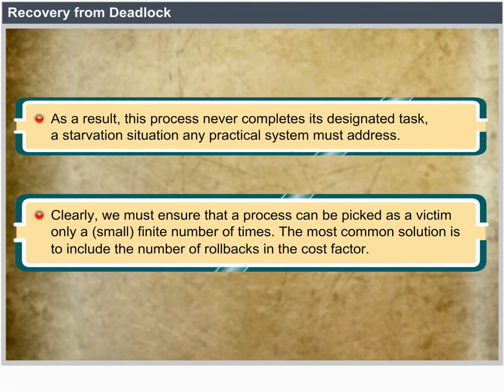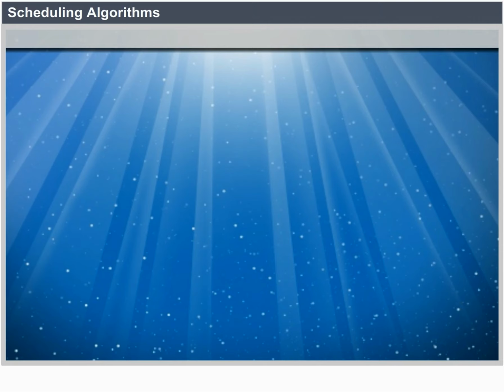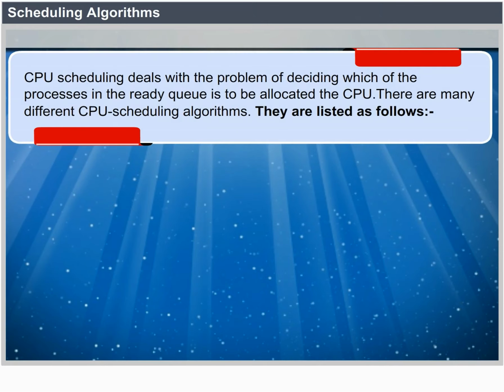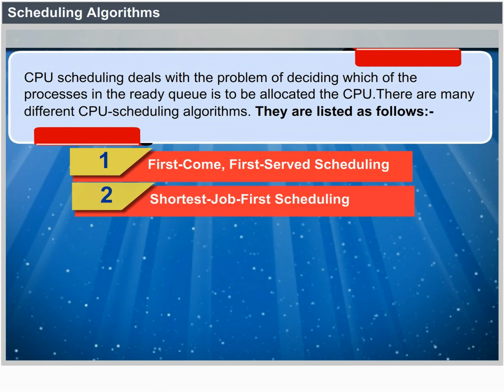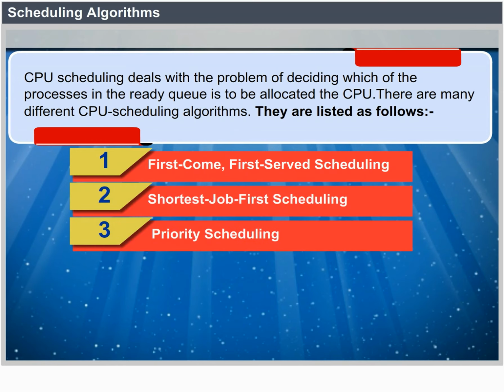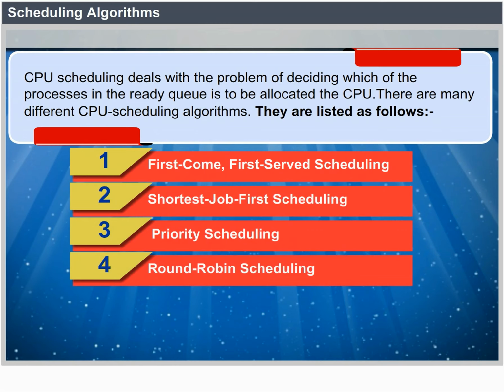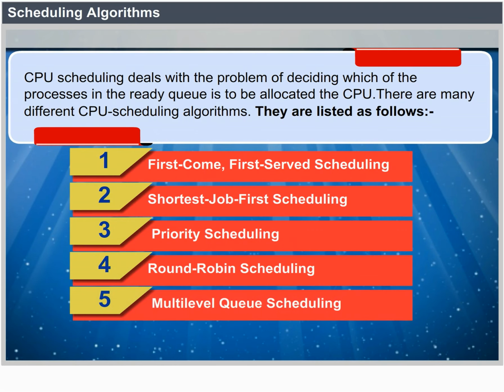Scheduling algorithms. CPU scheduling deals with the problem of deciding which of the processes in the ready queue is to be allocated to the CPU. There are many different CPU scheduling algorithms. They are listed as follows. 1. First-come, first-served scheduling. 2. Shortest job first scheduling. 3. Priority scheduling. 4. Round-robin scheduling. 5. Multi-level queue scheduling. 6. Multi-level feedback queue scheduling.